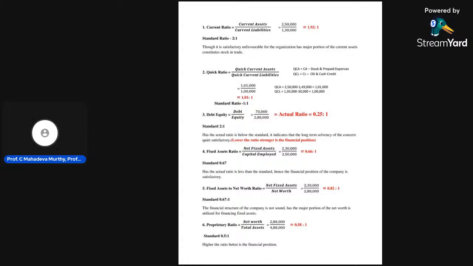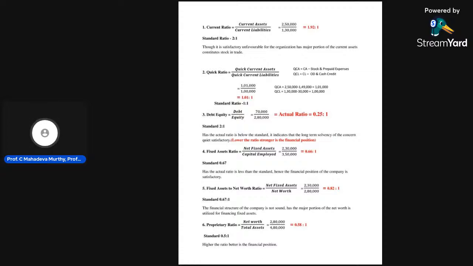Third one, debt equity ratio. Debt equity ratio is equal to debt divided by equity. Debt means loans and investments. Equity means either preference shareholders or equity shareholders. In this problem, you don't have preference shareholders. Therefore, equity means equity shareholders. Here, the debt equity ratio is equal to debt divided by equity. Therefore, debt is 70,000. See the income statement and position statement. We calculate that.